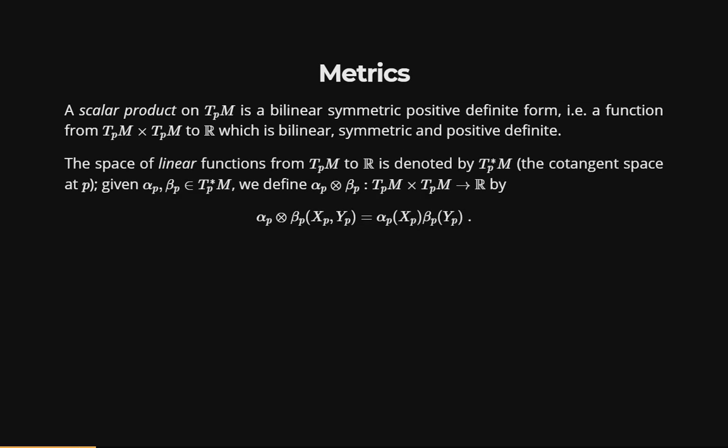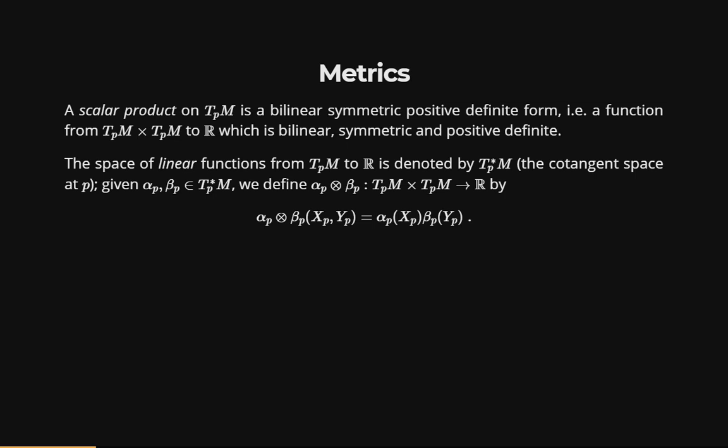Now, a bit of notation. The space of linear functions from TpM to R is denoted by Tp*M, which is the cotangent space. We already talked about that. And it's usually called the dual of TpM. I mean, for a generic vector space, you won't call it cotangent, but you will just call it dual. So the dual of a vector space is the space of all linear functionals from the vector space to R.